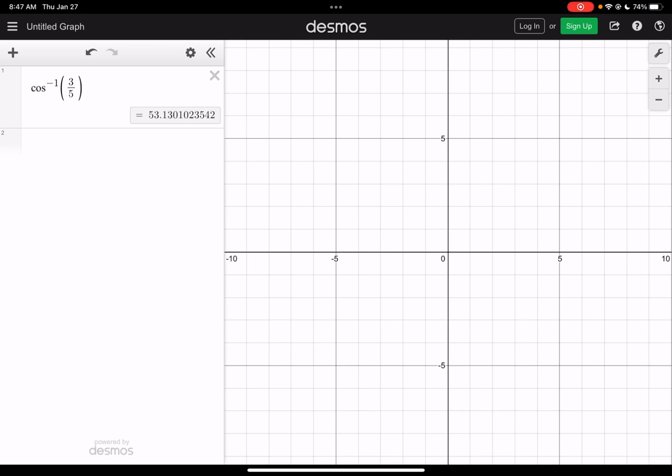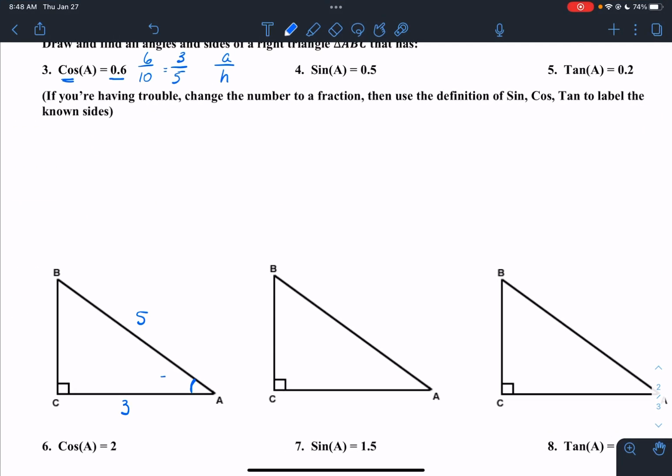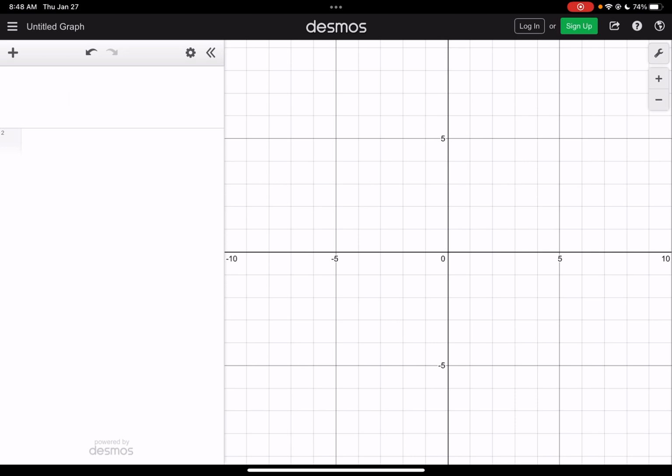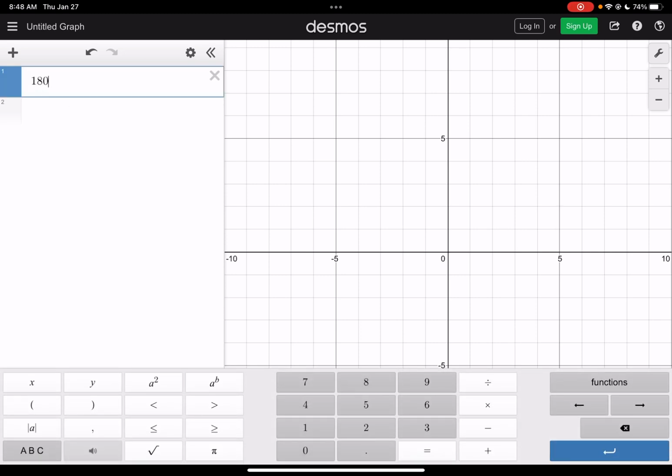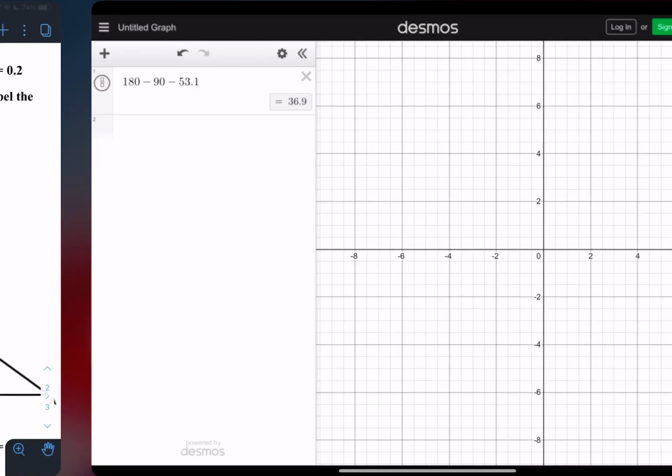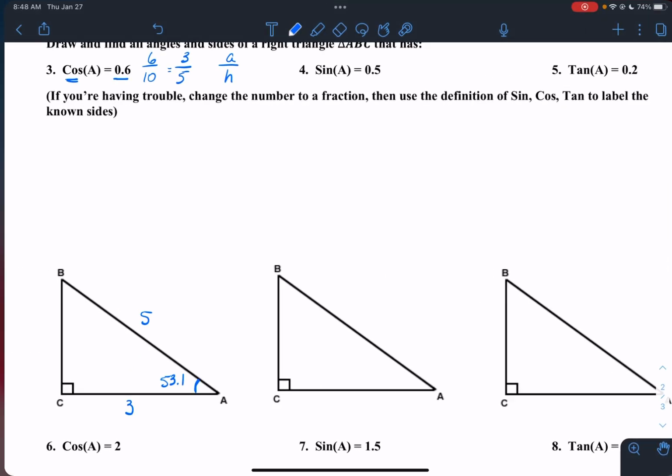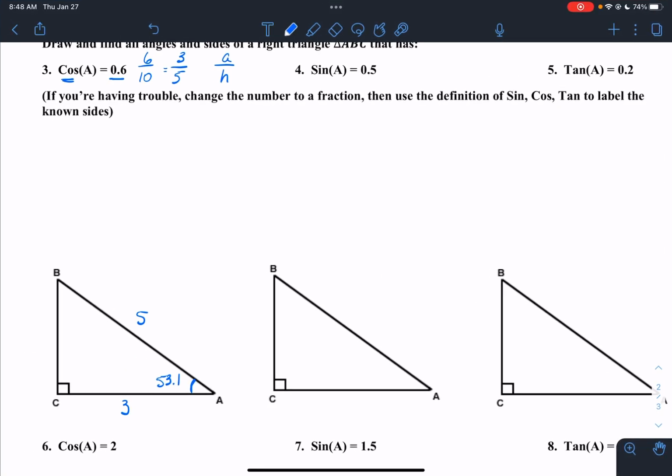53.1. This angle is 53.1, and I know that I could then find out what angle B is. Let's see. Again, I know all the angles are going to add up, so 36.9 would be the other one. 36.9, yep.